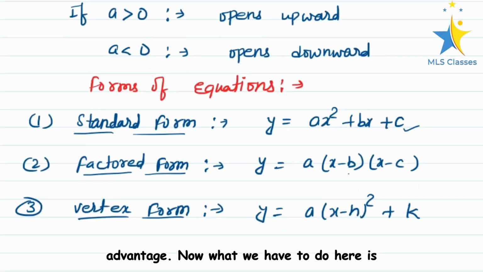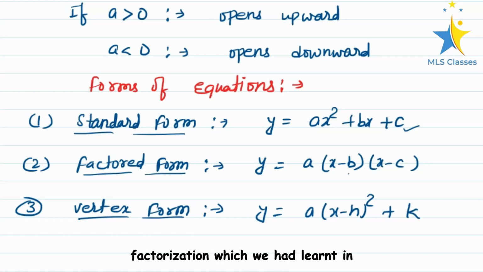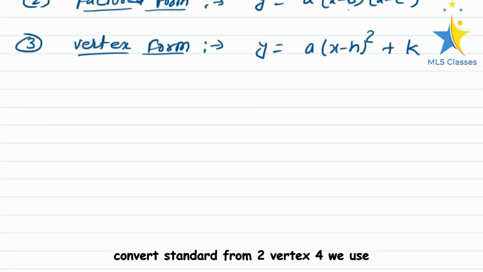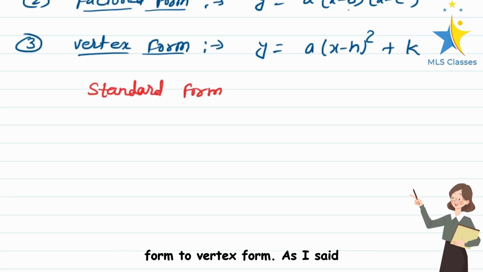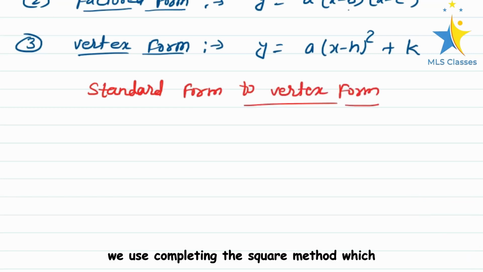Now what we have learned till now is how to convert standard form to factored form. That means factorization, which we had learned in lecture number 3. Here we will learn about standard form to vertex form, which also we had learned, but let's see once more. To convert standard form to vertex form, we use the completing the square method, which we had seen earlier.